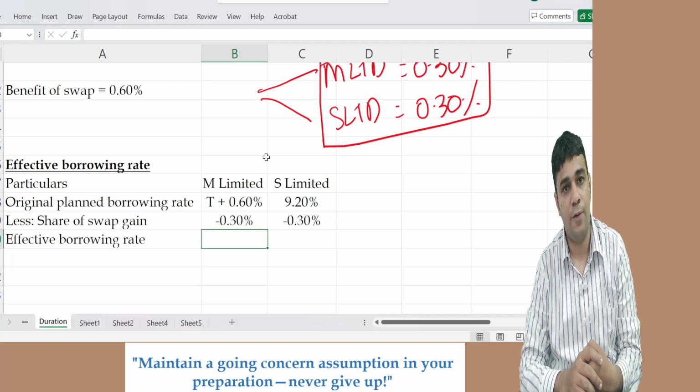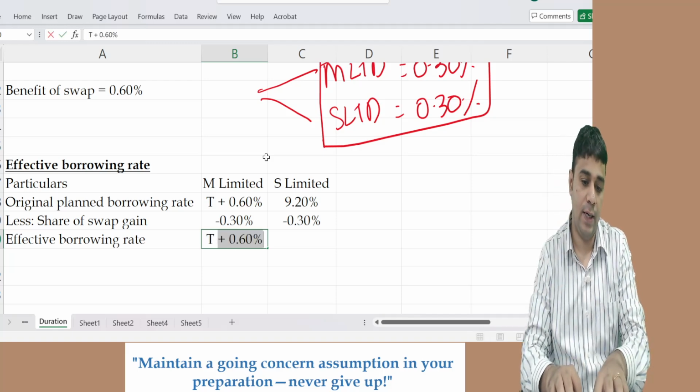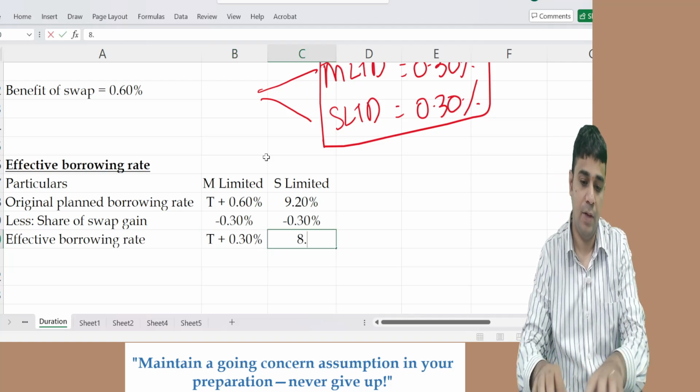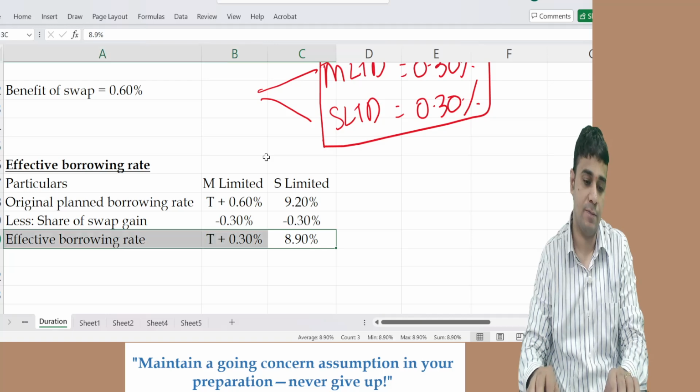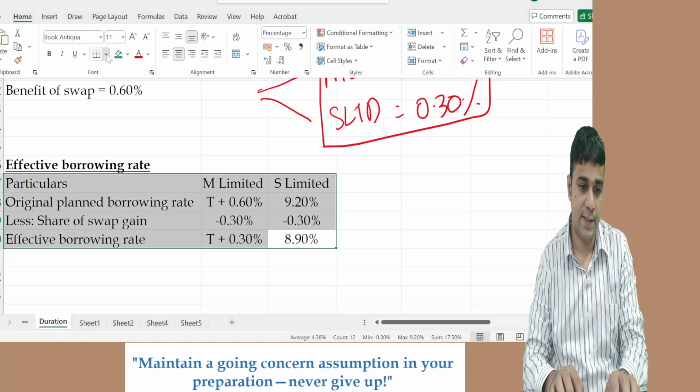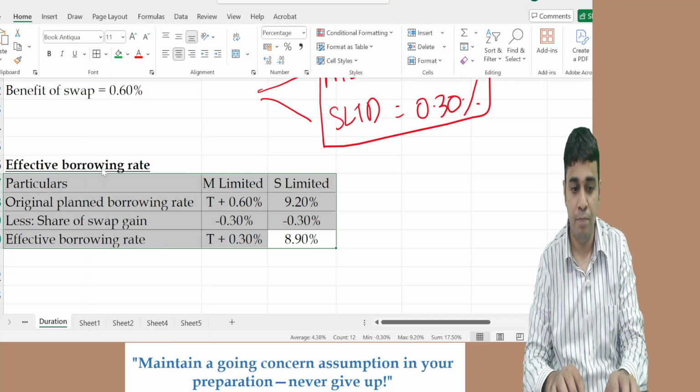Subtract 0.3 for both of them, and the effective borrowing rate will be T plus 0.3, and 8.9%. I'll explain again one more time.